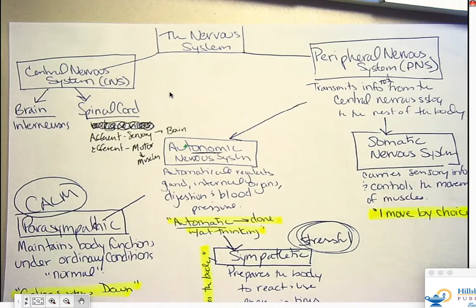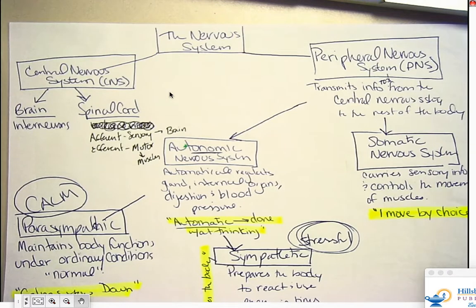Afferent and efferent. Afferent do what? How can you remember the difference between afferent and efferent? What was the little phrase we used to describe afferent and efferent? A before E. So how does that work? It sends it to the brain before it sends it from the brain. So which one sends the message to the brain? Afferent. Then it comes down from the brain with an efferent.